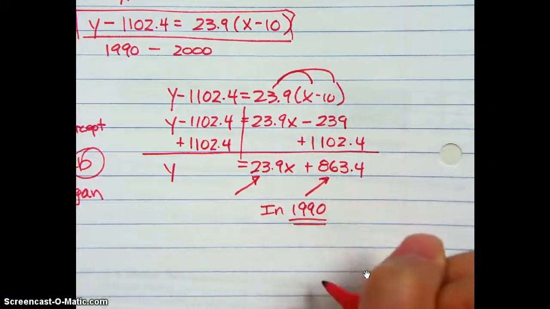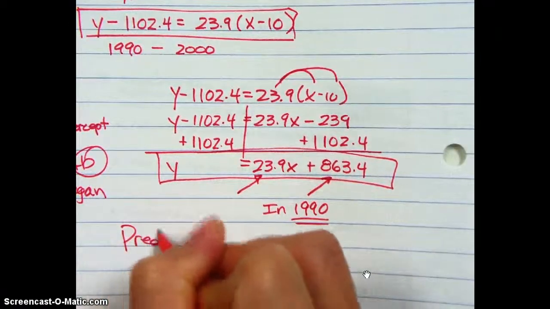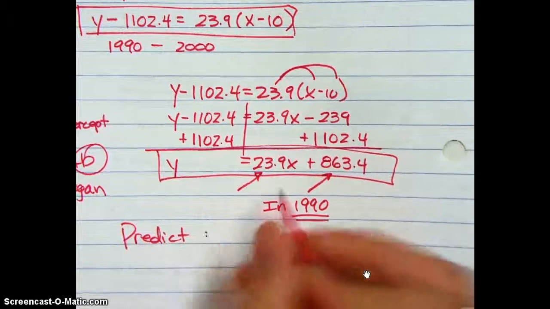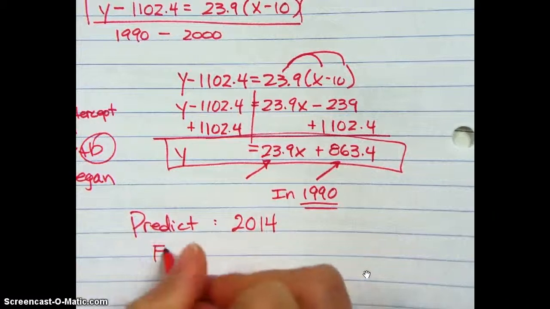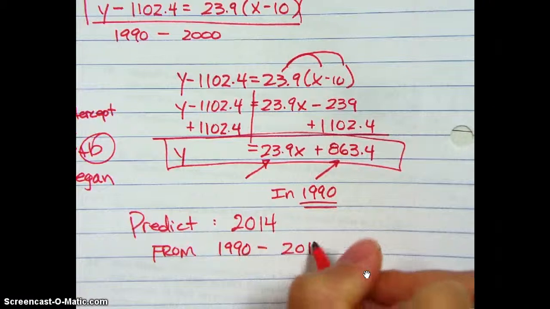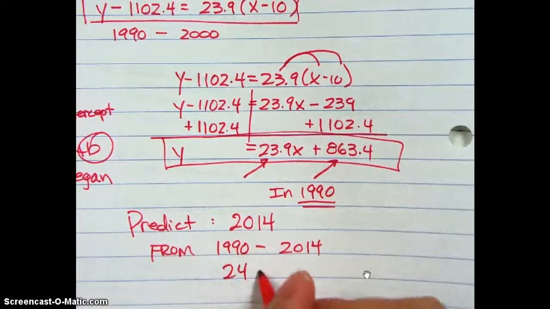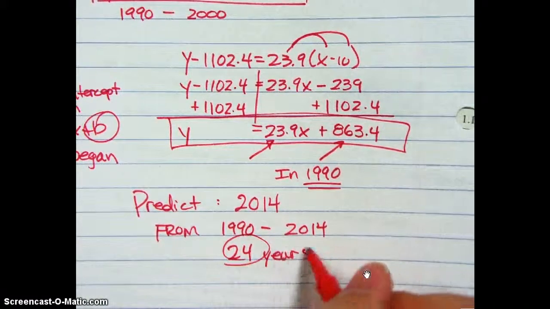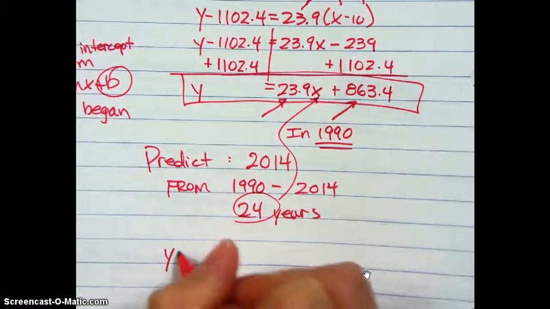Okay, and so now that we have this, what I can now do is predict. If this is consistently the same, I can predict what will happen in, let's say, this year, 2014. Okay, so from 1990 to 2014, you ask yourself, how many years have passed? Well, let's see, there's 14 plus another 10, there's 24 years that have passed. At this point, what you can do is substitute 24 years into my domain. You plug it in right there. And so let's just see what that would come out to be.